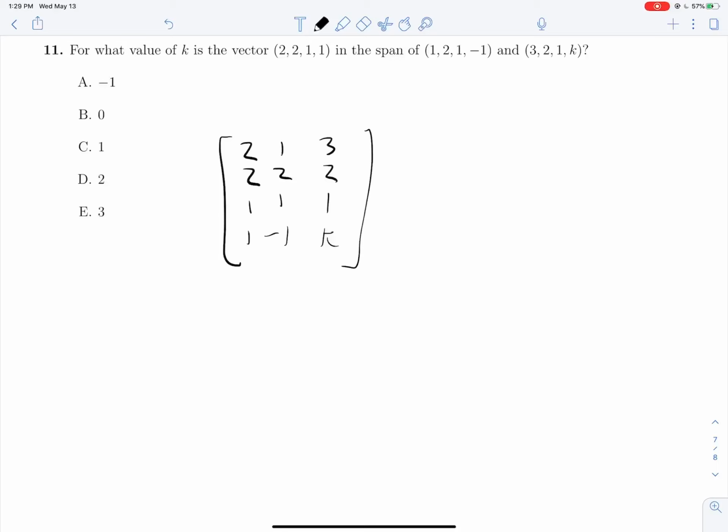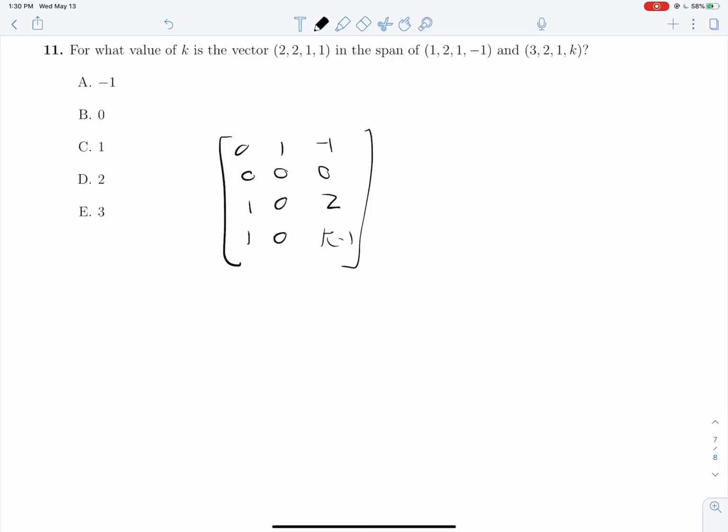Let's subtract row 3 twice from row 2. That will give us 0, 0, 0. Let's subtract 2 row 3s from row 1. We get 0, negative 1, and 1. I'll turn that into a 1, negative 1. Let's subtract row 1 from row 3. We get 0, 2. And let's add row 1 to row 4. We get 0 and k minus 1.